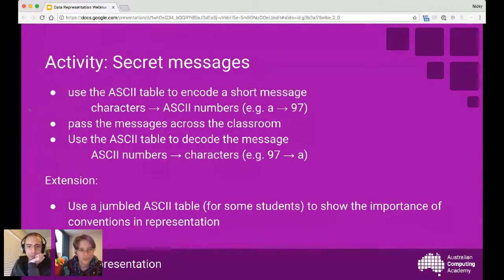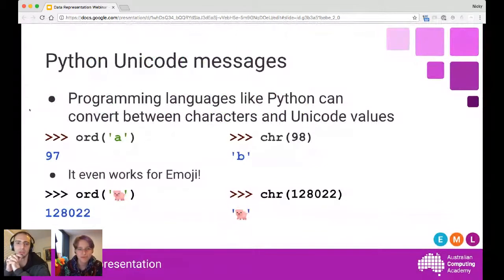From a programming perspective, modern programming languages can deal with this. In fact, they have built-in functions that allow you to do this conversion. It also works for emoji. So you can see that you can plug anything into these ord and char functions when you're writing code, and you can get the relevant response back. And so, when it gets to the point with your students where they're starting to do some programming, you can take these very, very simple concepts and have them play around with these ideas very, very easily.